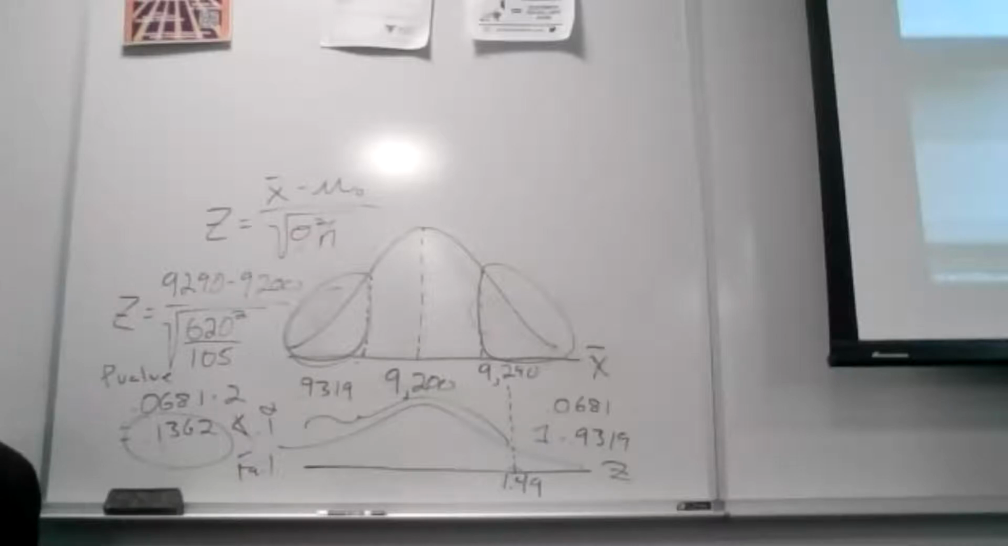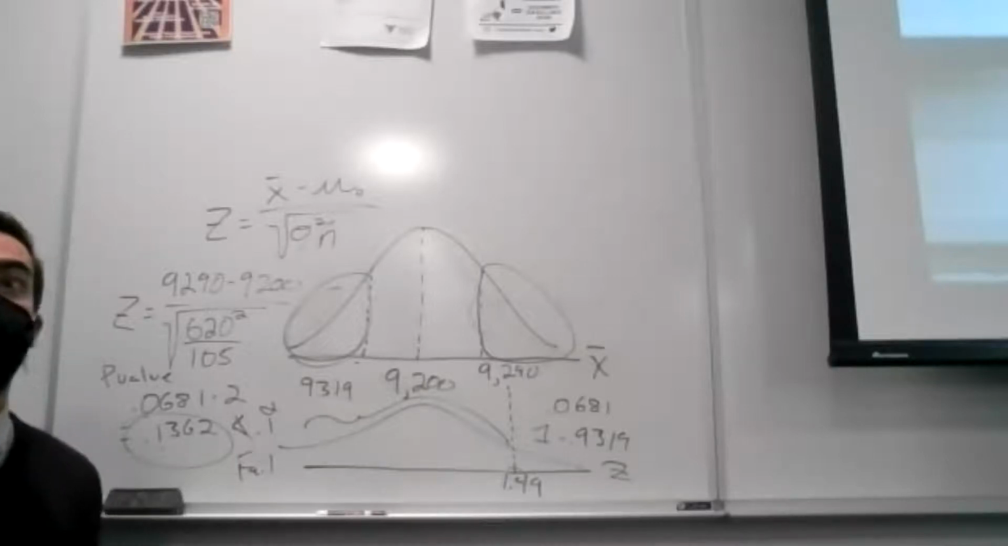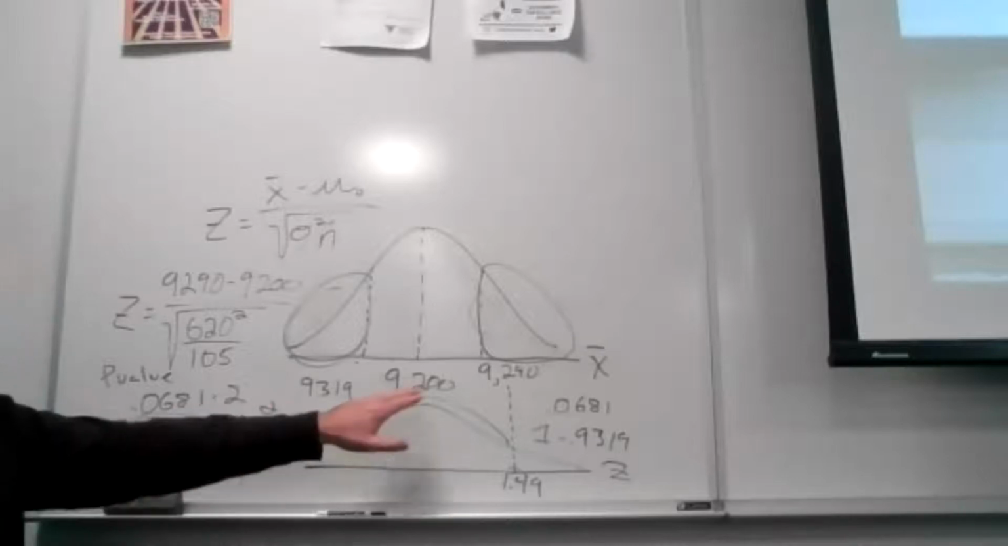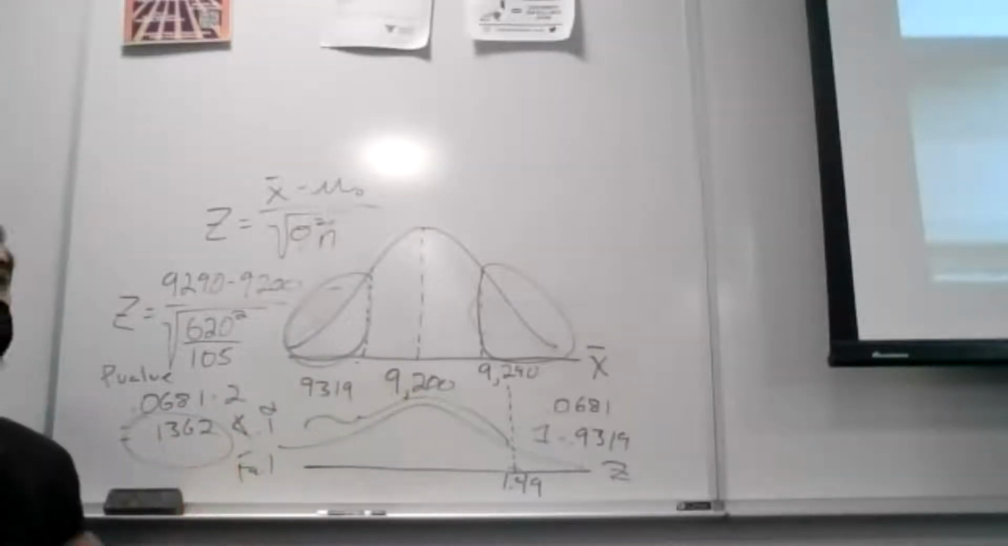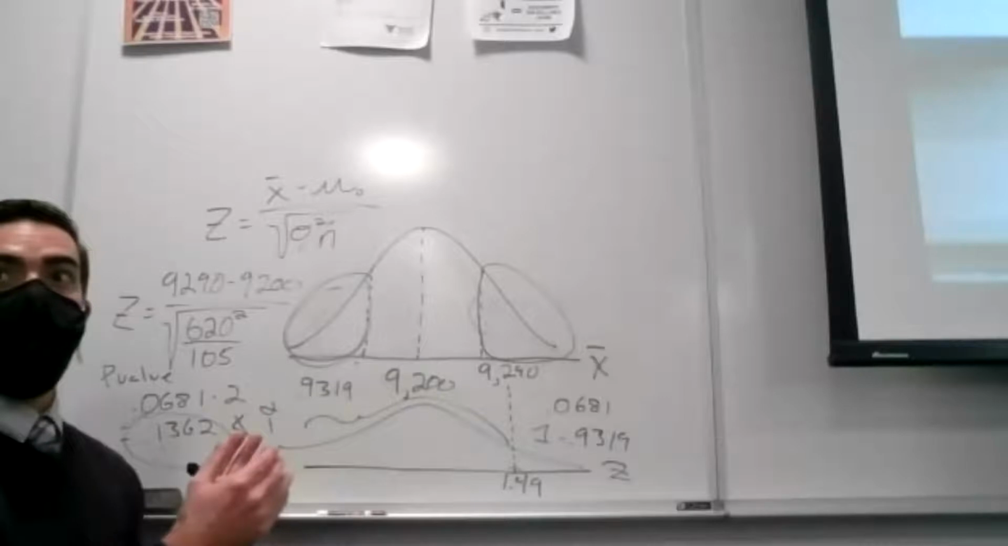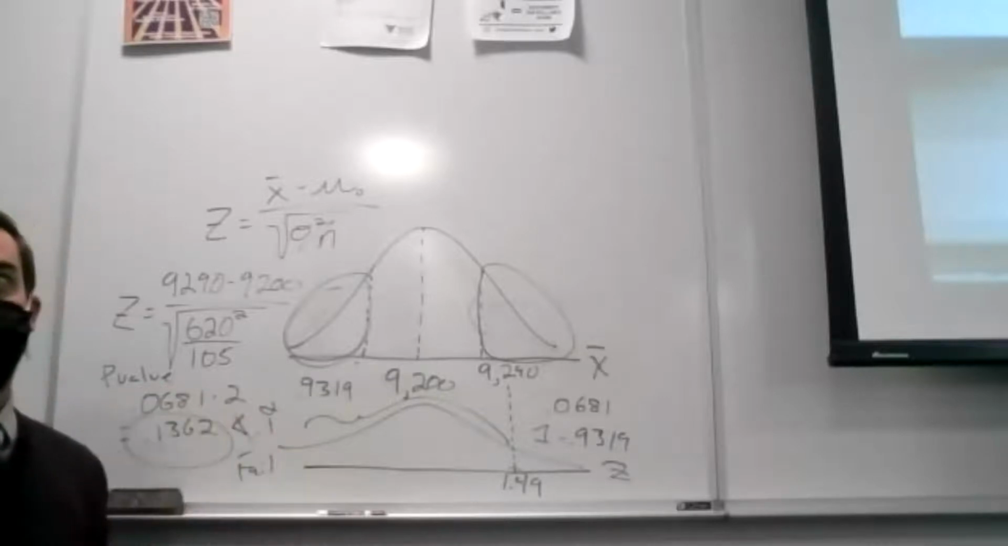Any questions on that? If I'm on your way, let me know. If you fail to reject, that means that the mean is... I want to be careful how we're saying this. It doesn't mean that the mean is 9,200. It just means that based off what we saw, we can't say that it's not 9,200, right?